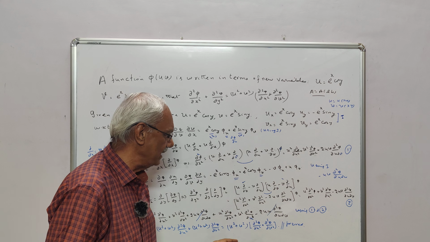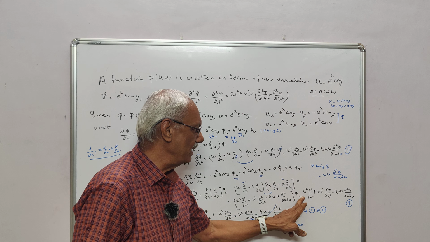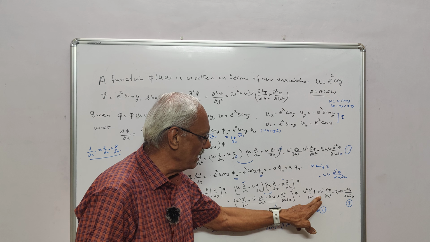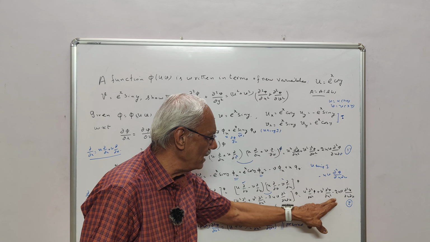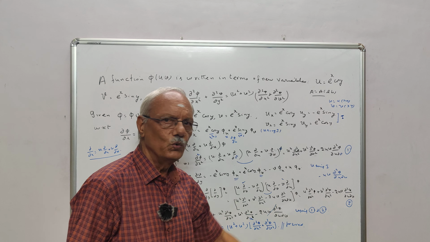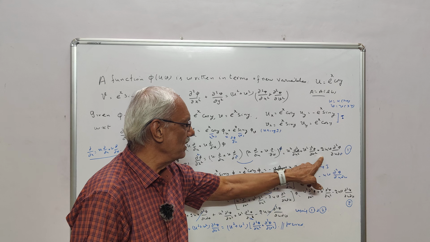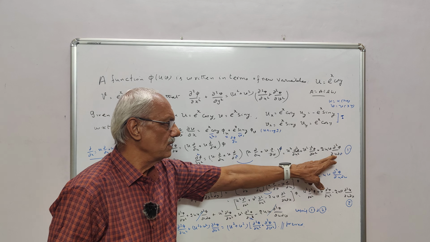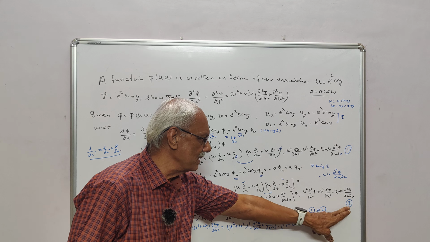So when you apply this, you just take this φ inside. So you will get u squared into ∂²φ/∂v squared plus v squared into ∂²φ/∂u squared minus 2uv ∂²φ/∂u∂v. You call this particular result, what we have got for ∂²φ/∂x squared, as number 1, and call this as number 2.